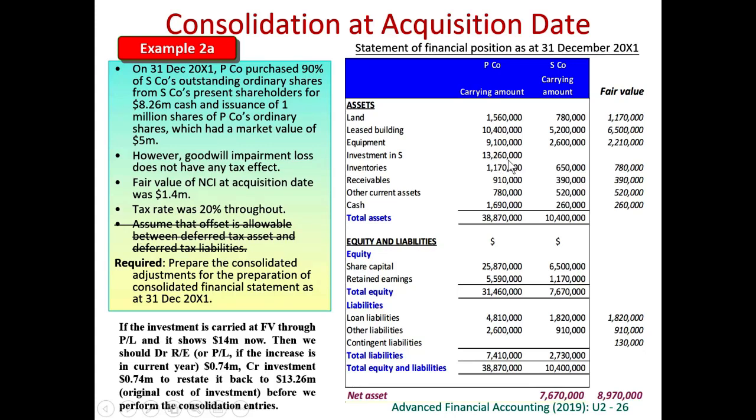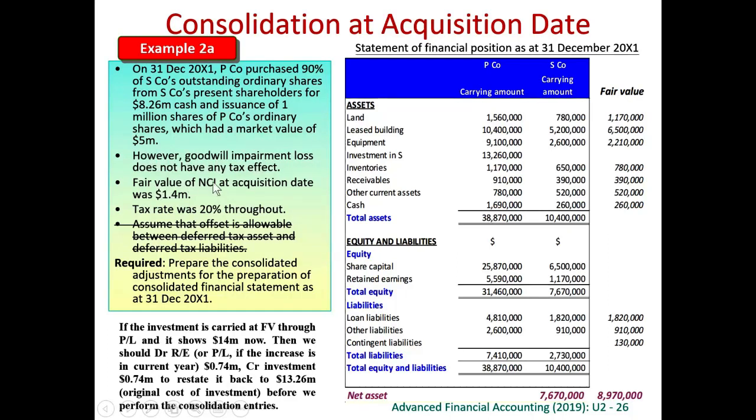If this is 14.26, the first thing that we have to do is we convert it back to the original cost of investment, because consolidation must start at the cost of investment. Therefore, before we can do the consolidation, we have to credit investment 1 million. If this is a fair value through other comprehensive income, we will debit other comprehensive income and credit investment. If this is a fair value through profit and loss, we will credit investment and debit profit and loss or retained earnings depending on when it happened. Anyway, for this question, it has been kept at cost, so we don't need to credit investment and debit other comprehensive income or profit and loss.